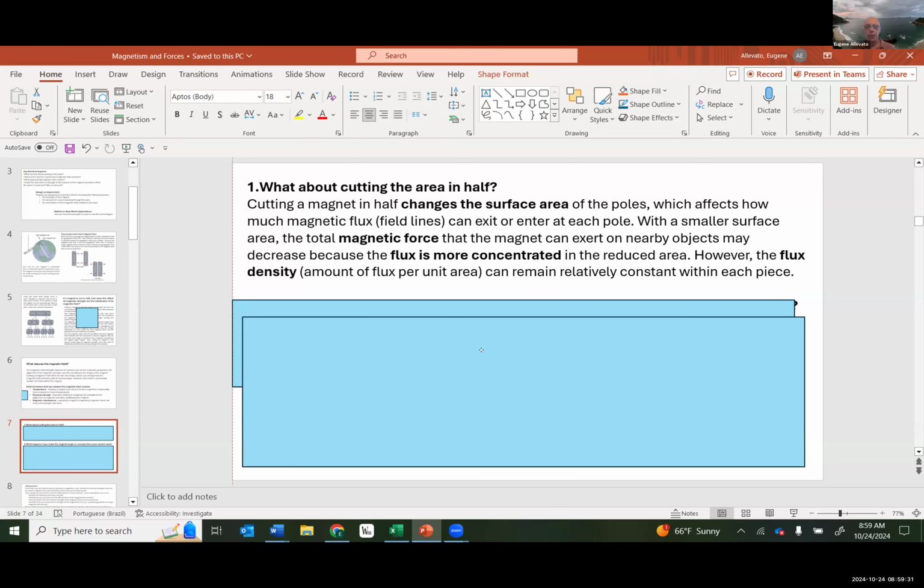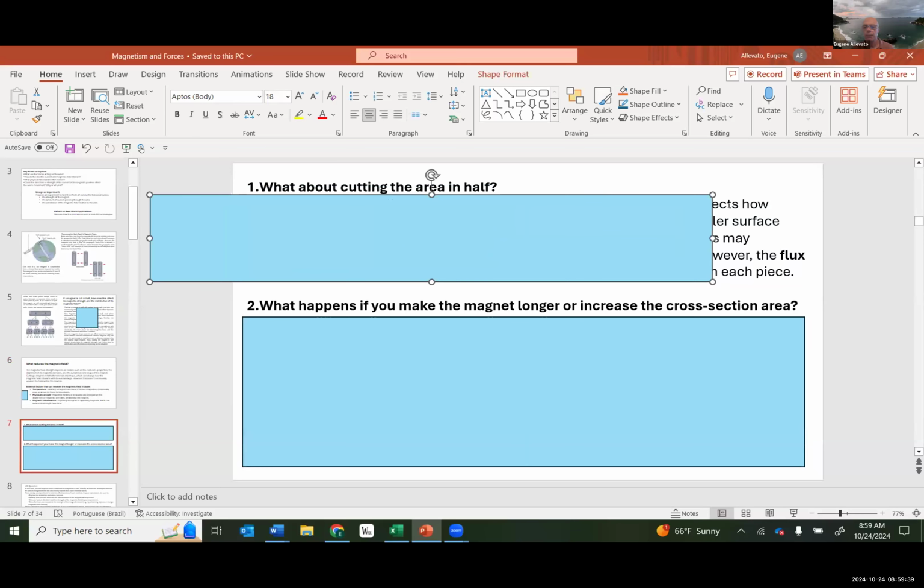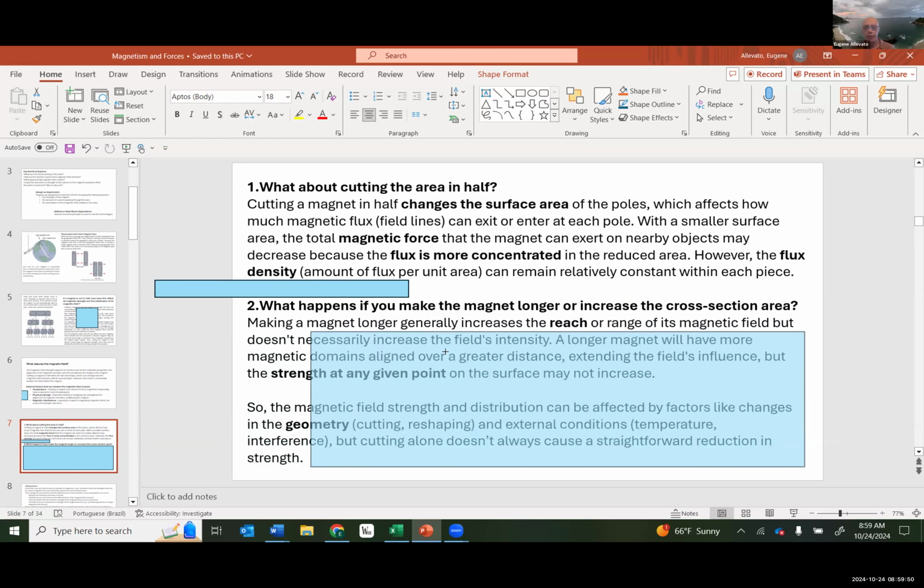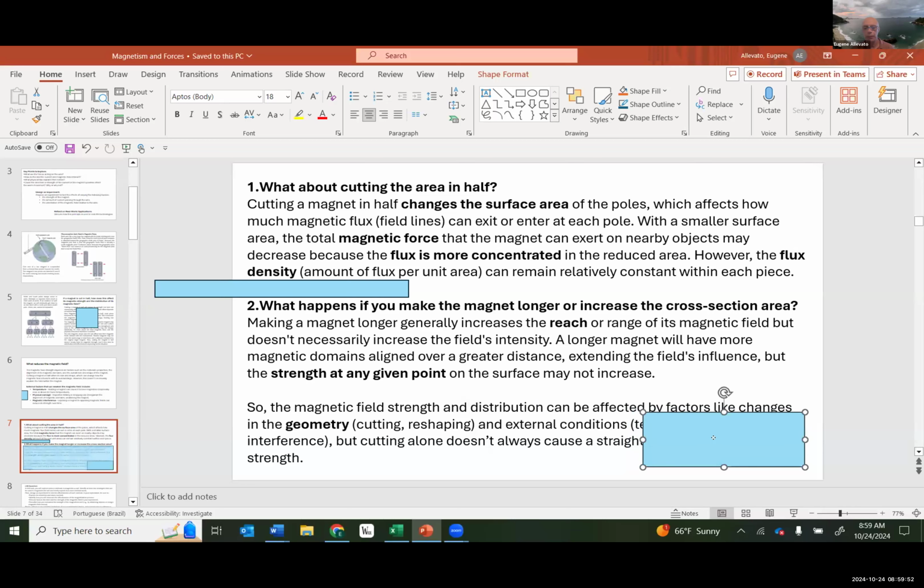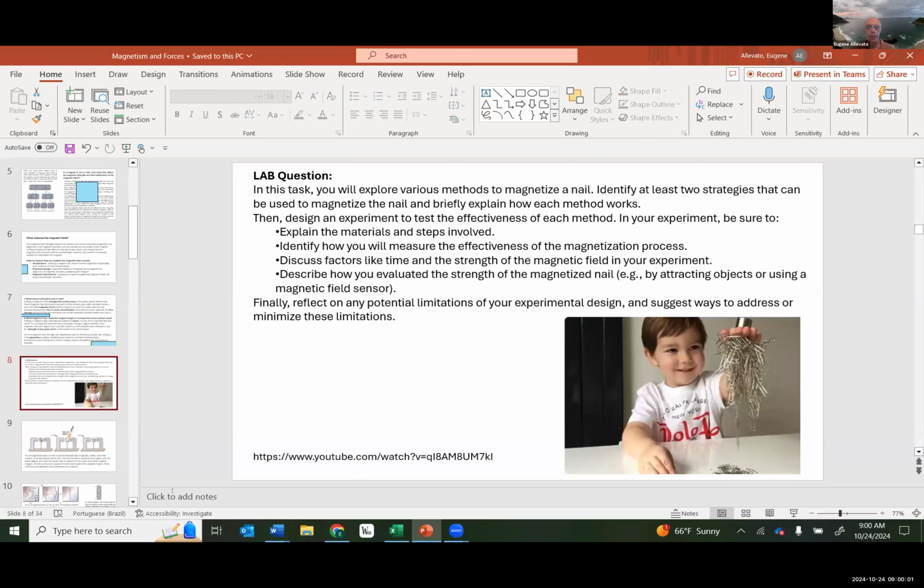So now about cutting the area, we already talked about that. Once I post this PowerPoint on Canvas, you'll be able to retrieve these answers and go on. So let me move on to the next slide.